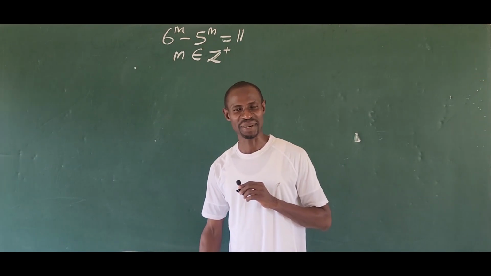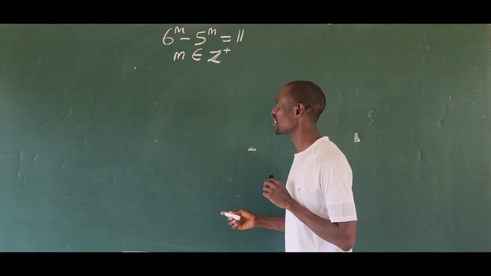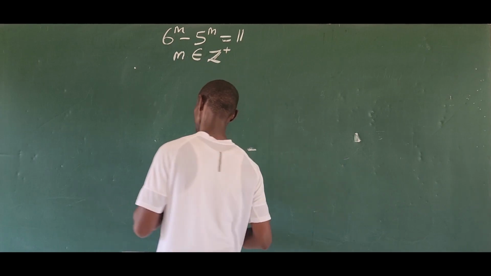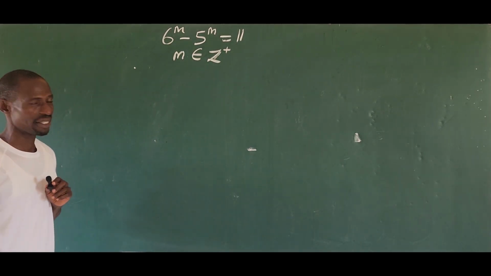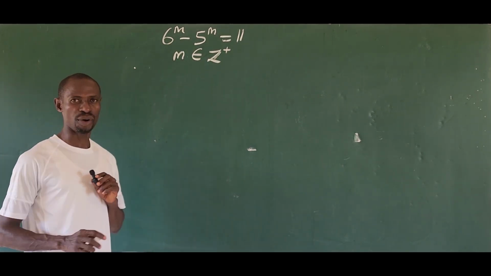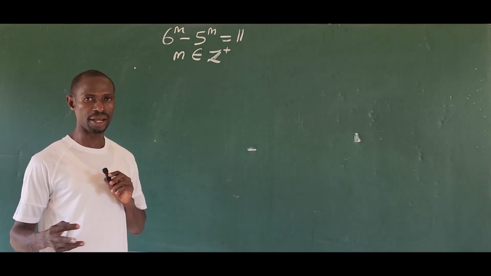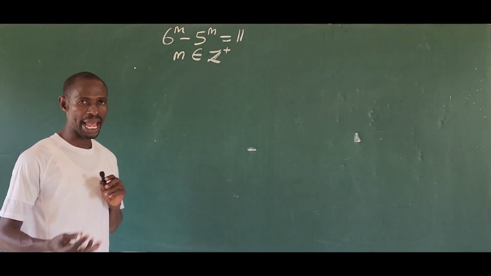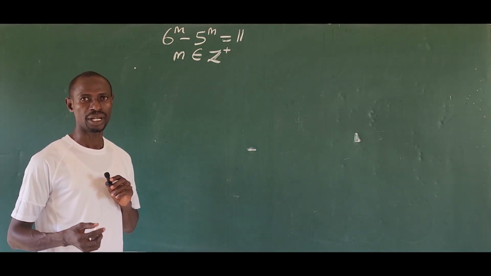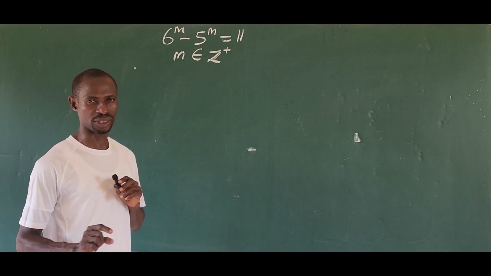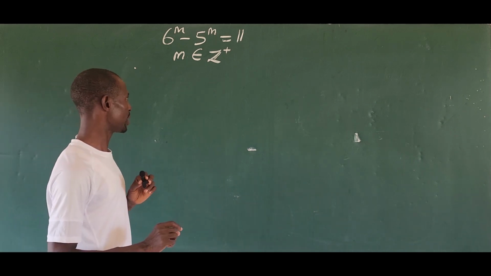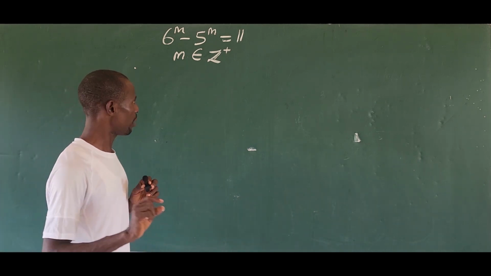Hello and welcome to today's math class. Today we have this challenge before us here. The question is 6 to the power of m minus 5 to the power of m equals 11. And here we are told that m belongs to the set of positive integers. Okay, so we have to look for the integer solution of this challenge, the positive one.